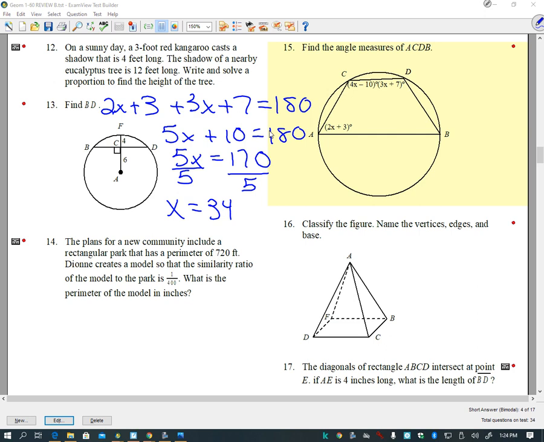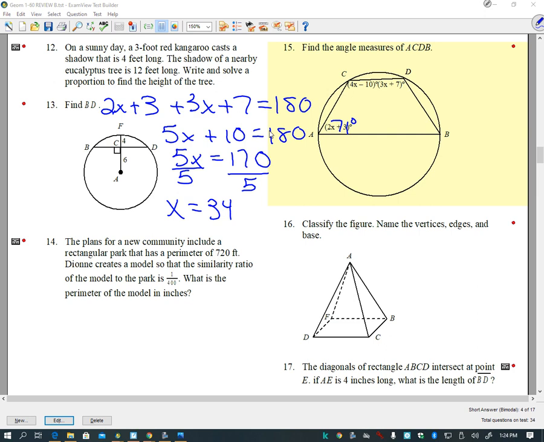All right, and we don't want to stop there because it wants to know what the angle measures of A, C, D, and B are. So you have to plug in 34 to those three angles that they give you information on. So 2 times 34 is 68. 68 plus 3, 71. So we're going to put 71 here.